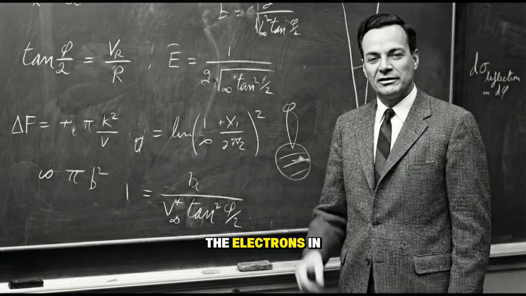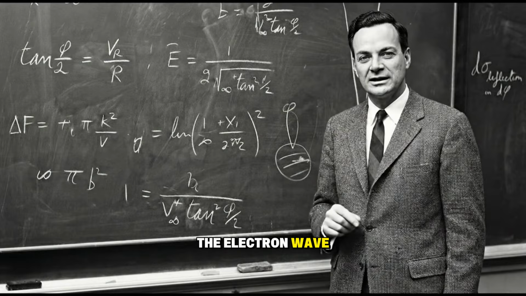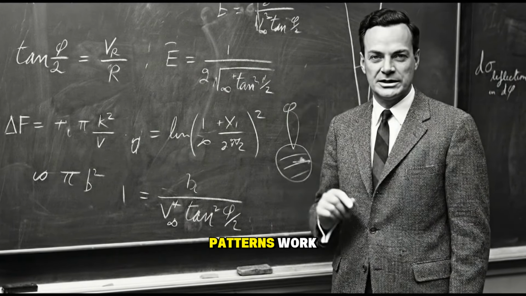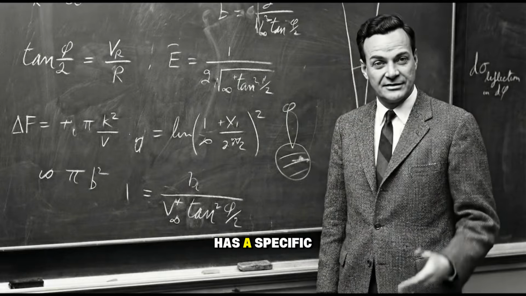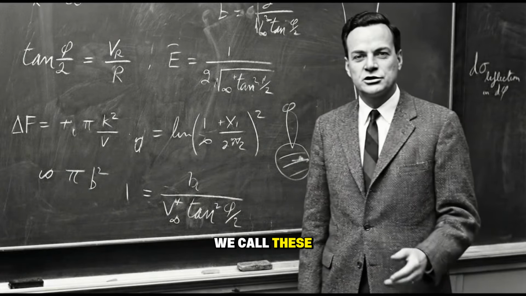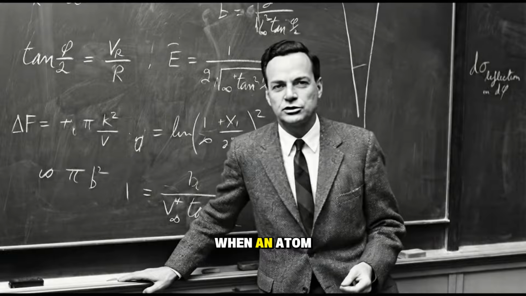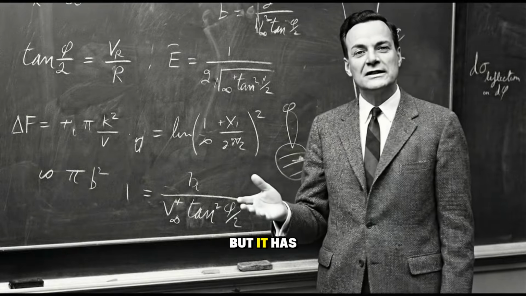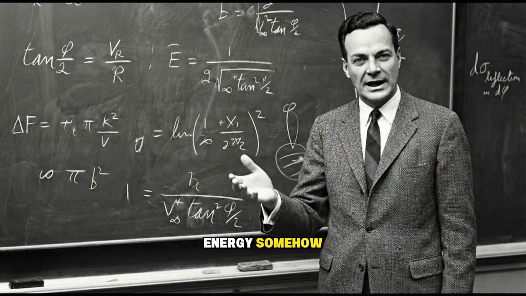Same with the electrons in atoms. The electron wave has to fit around the nucleus in a certain way. Only certain patterns work, and each pattern has a specific energy. We call these energy levels. When an atom is in a high energy level, it can drop to a lower one, but it has to lose that energy somehow. Where does it go?